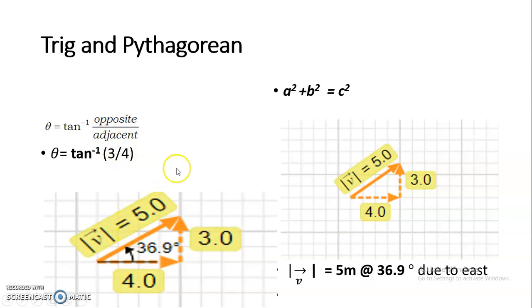So now the question is, how do we put them together to formulate one final answer? And that's shown here. So this is our magnitude, 5 meters at 36.9 degrees north of east. So that's our final answer. Okay? Good.